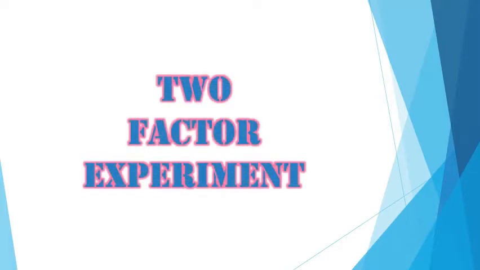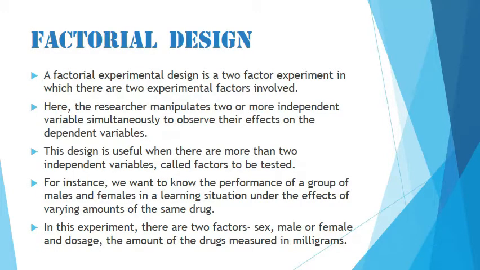Good morning, everyone. Today our topic is about two-factor experiment, the factorial design. Factorial experimental design is a two-factor experiment in which there are two experimental factors involved. Here, the researcher manipulates two or more independent variables simultaneously to observe their effects on the dependent variables. This design is useful when there are more than two independent variables, called factors, to be tested.